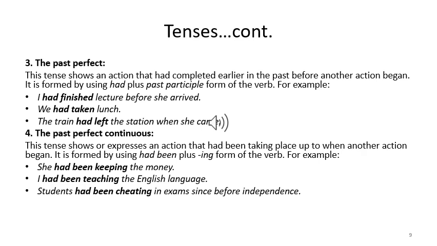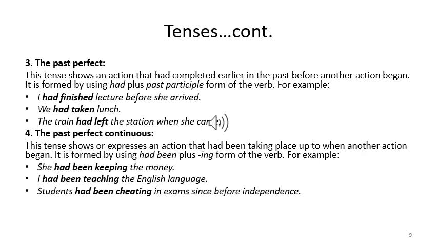So we had taken lunch. The train had left the station when she came. So we can see had plus the participle form of a verb. This gives you the past perfect tense. The fourth one is the past perfect continuous tense. And this one shows or expresses an action that had been taking place up to when another action began.